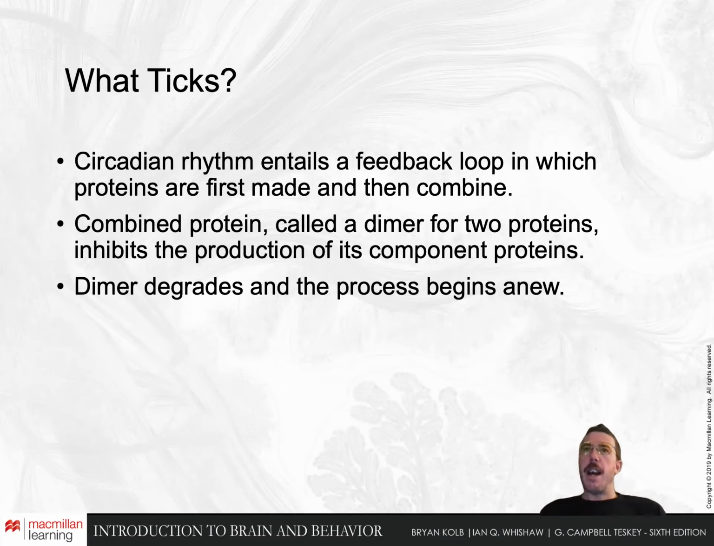Now, what exactly is doing the ticking? What in the brain is causing the time? So there's some sort of feedback loop that's been proposed in a Nobel Prize winning set of research in which proteins are first made and then combined together, and then the combined protein called a dimer actually inhibits the original production of those components which make it. But then that inhibitory dimer degrades over time, and that degradation time leads to this rhythm.